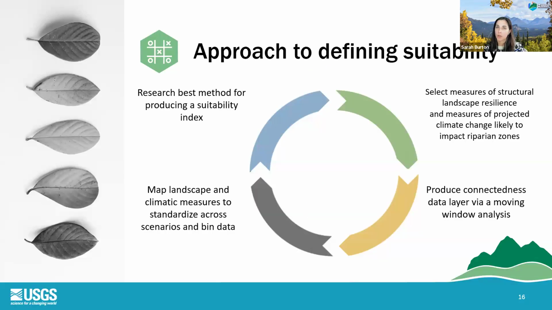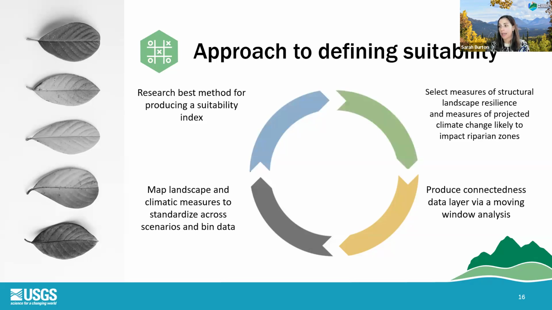So we're looking at climate refugia from a riparian lens, so riparian climate refugia, and we want to define what is going to be suitable areas for the future. So we did a lot of research to decide what method we wanted to use to produce a suitability index, do more formalized coding versus existing tools, and we actually landed on the Esri suitability modeler tool in ArcGIS Pro, which I'll get into in a little bit. So that was kind of the first step in our approach process.